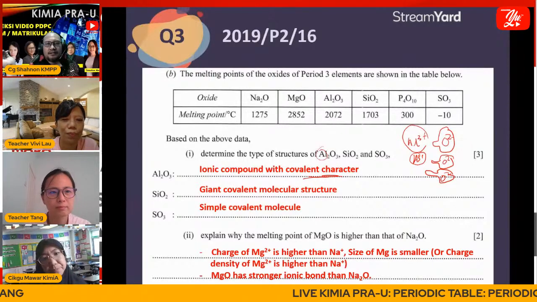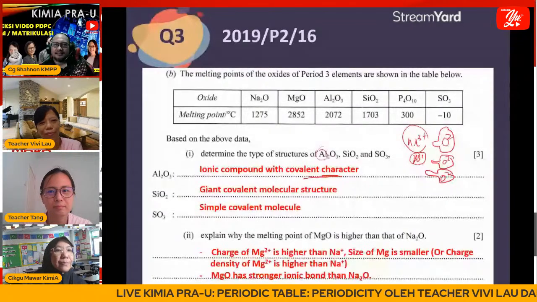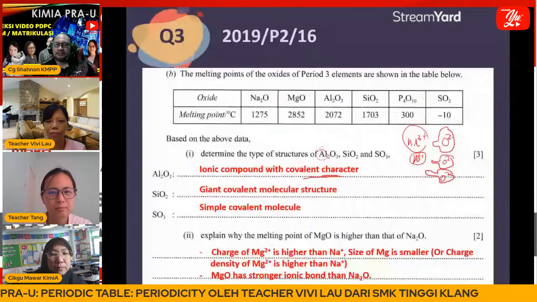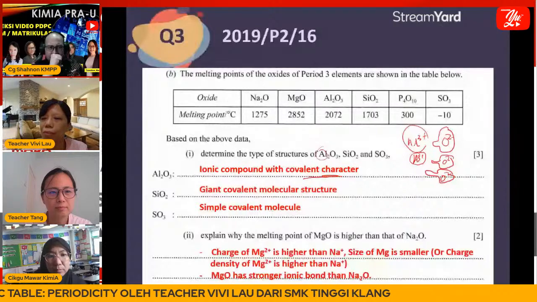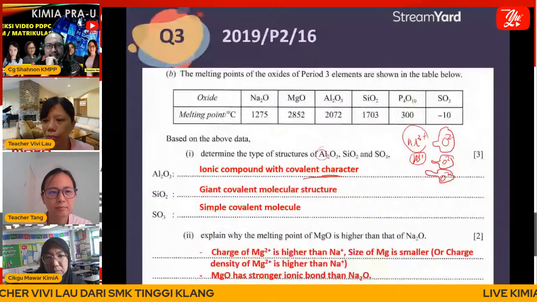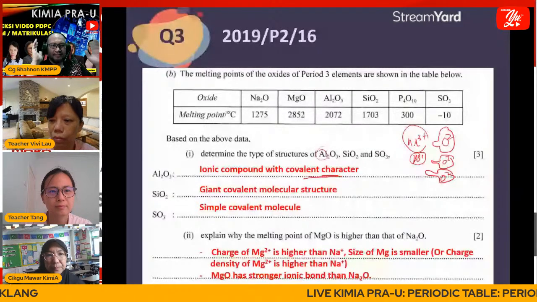Okay, teacher Vivi Lau, let's stop for a while for advertisement. Before that, I will announce the next passcode. The next passcode is number 7 and number 1. I repeat, number 7 and number 1. Okay, advertisement.